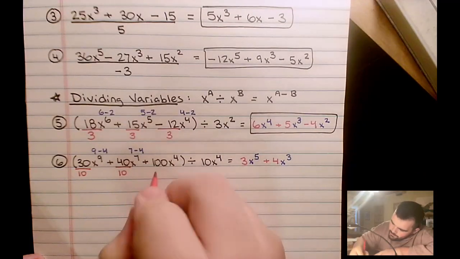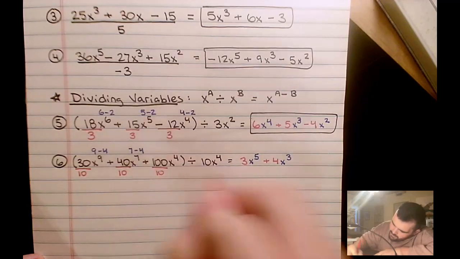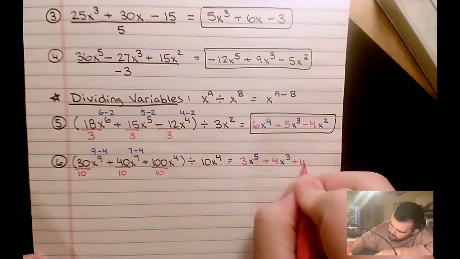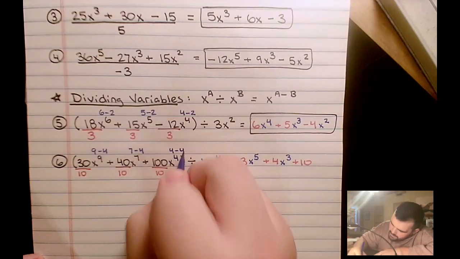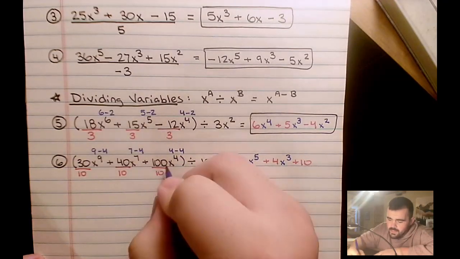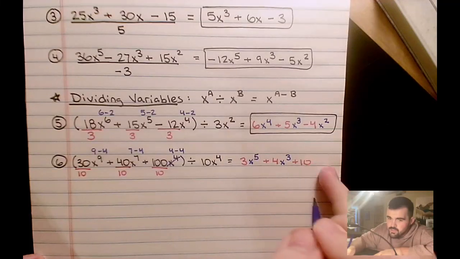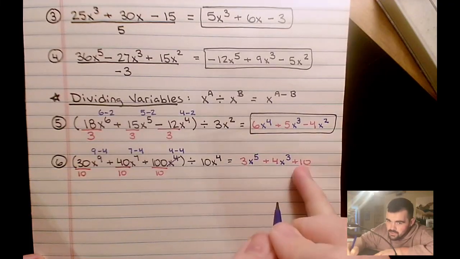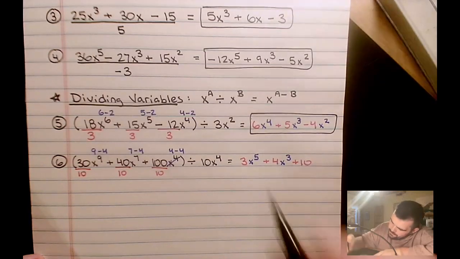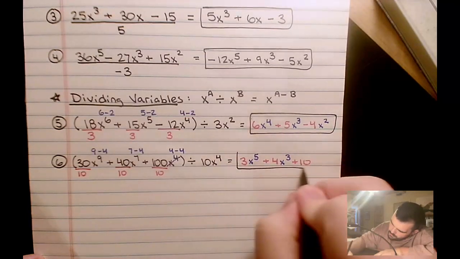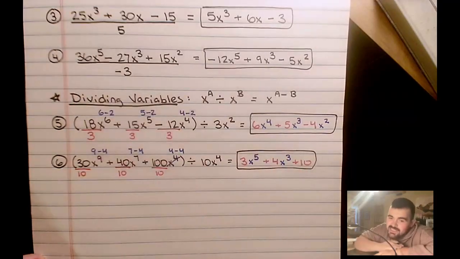Here's a little tricky one. 100 divided by 10 is 10. 4 minus 4 is 0. So x to the 4th cancels out and there's no x back here. It's just plus 10, okay? If you said plus 10x, unfortunately, that would be wrong, okay? So be really careful here.